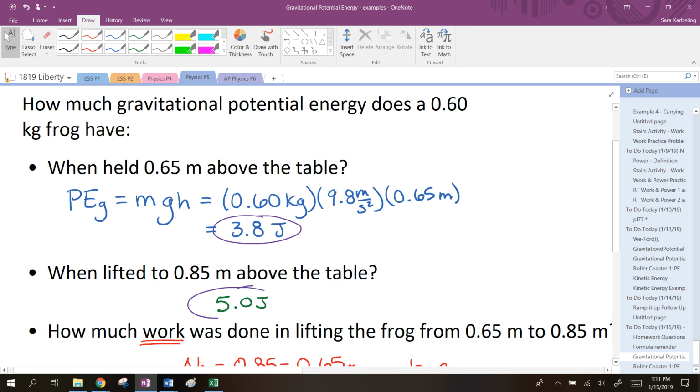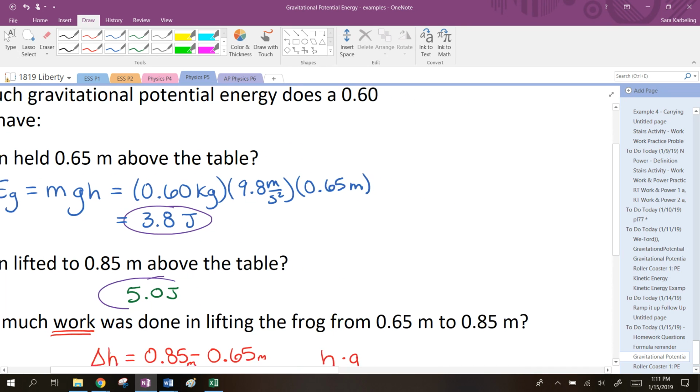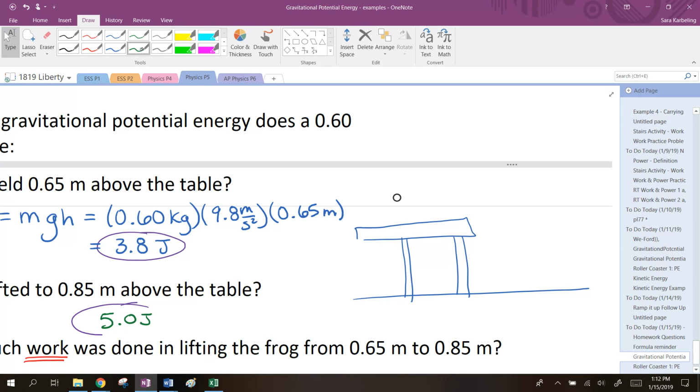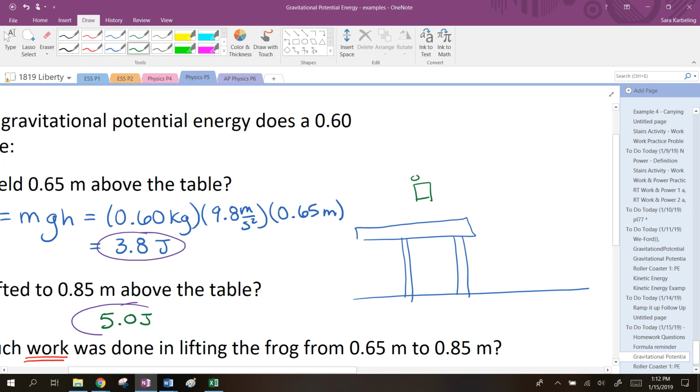So here's the funny situation. If we draw, I'm going to draw this picture and you can go ahead and draw it too. Here's my floor. And here's my table. And here's my frog. And he's some distance, 0.65 meters above the table. And in doing that, we're really saying that the surface of the table is where h equals 0.